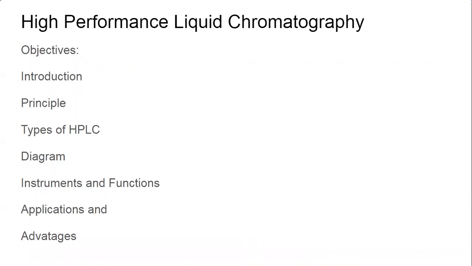Up to now, we have discussed various techniques of chromatography. In that, first we discussed paper chromatography, then TLC, thin layer chromatography, then column chromatography. After that, ion exchange chromatography. And in the last class, we discussed gas chromatography.